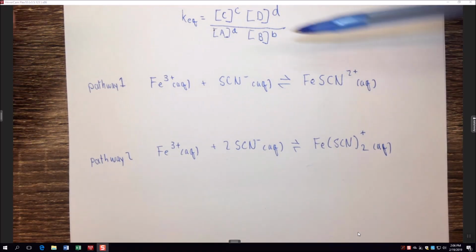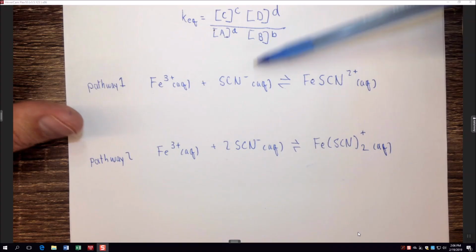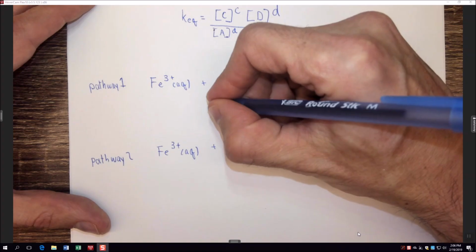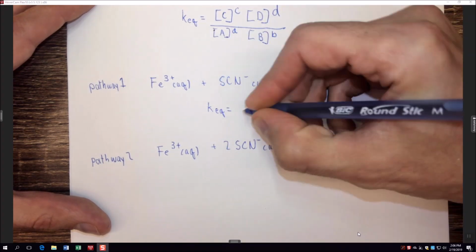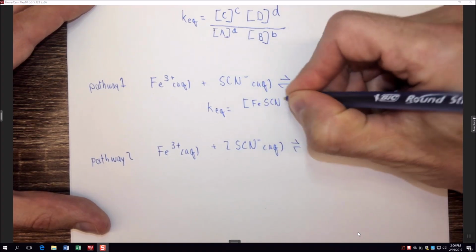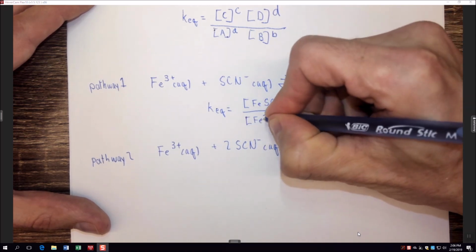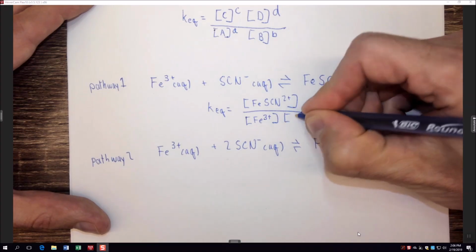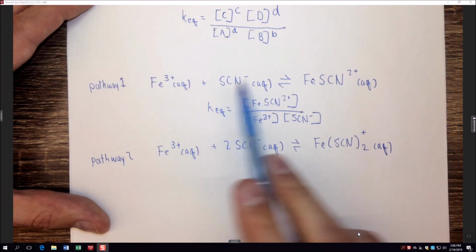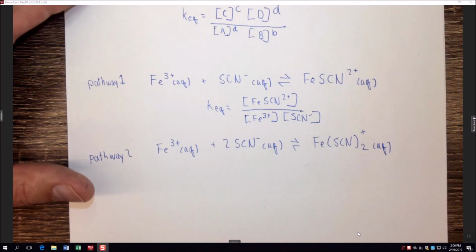Well, if you remember back to the equilibrium equation that we wrote a minute ago, we could write the equilibrium expression for both of these reactions. So for the top one, pathway 1, KEQ is equal to the concentration of FeSCN2+ over the concentration of Fe3+ times the concentration of SCN-. And here you'll notice that all the stoichiometric coefficients are 1, so these are all raised to the 1, or said another way, there's no number up there.